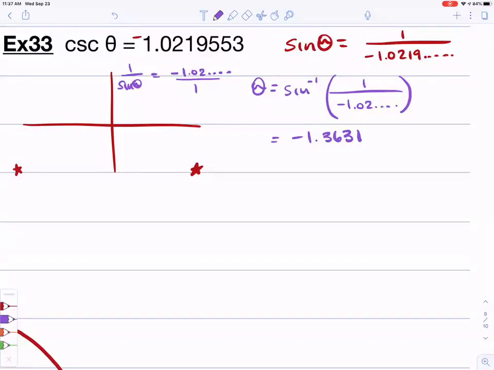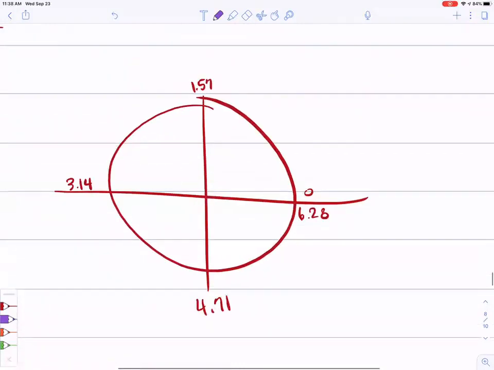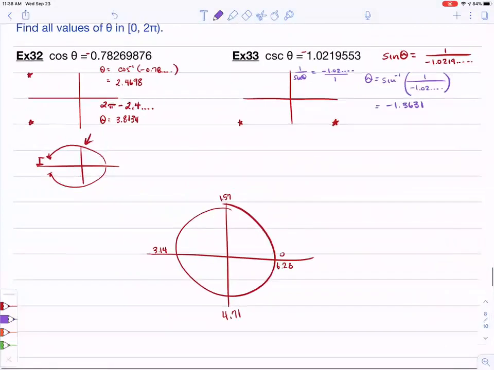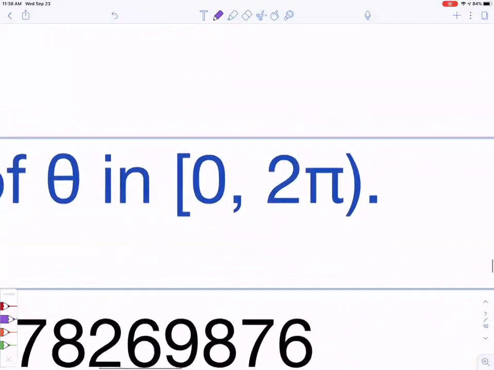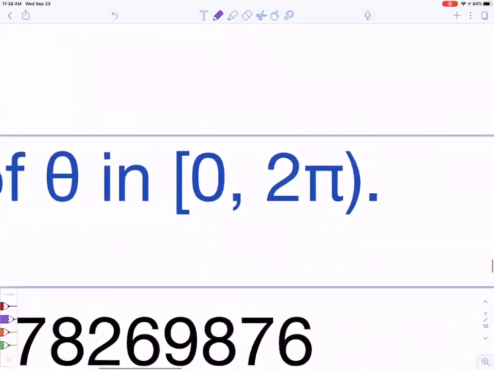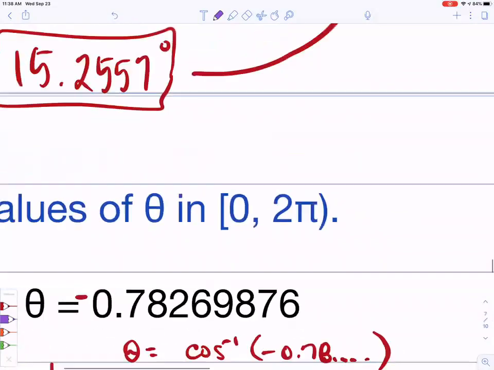Now, in which quadrant is negative 1.36 radians? It's in the 4th quadrant, right? In the negative direction on the 4th quadrant. Because, again, think about our decimals. 1.36 is in the 1st quadrant. Since it's negative, we're going into the 1st quadrant down. So I've got my 4th quadrant answer, but does my 4th quadrant answer satisfy my restriction? No, because my restriction is all positive numbers, right? So it doesn't satisfy my restriction.